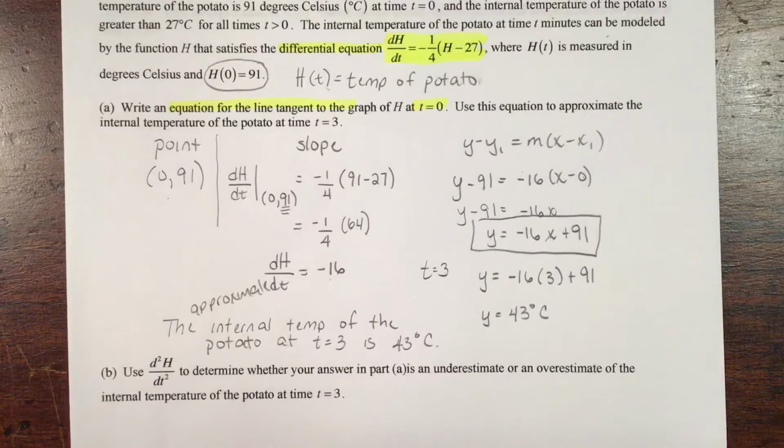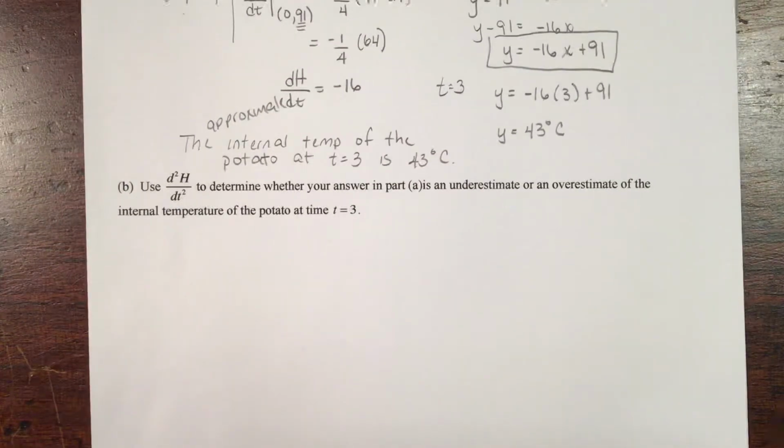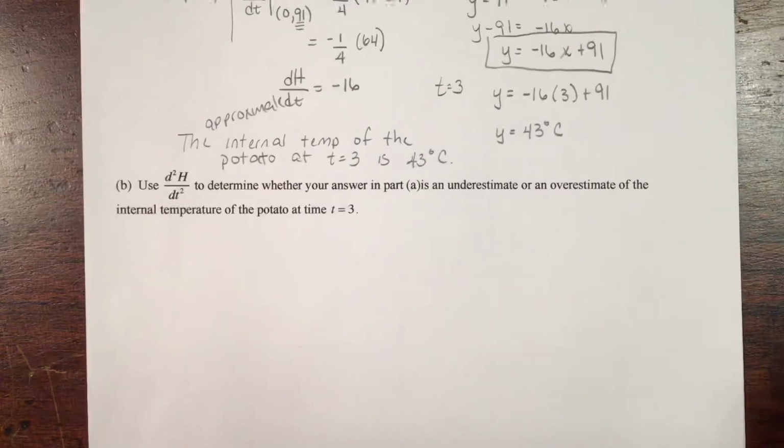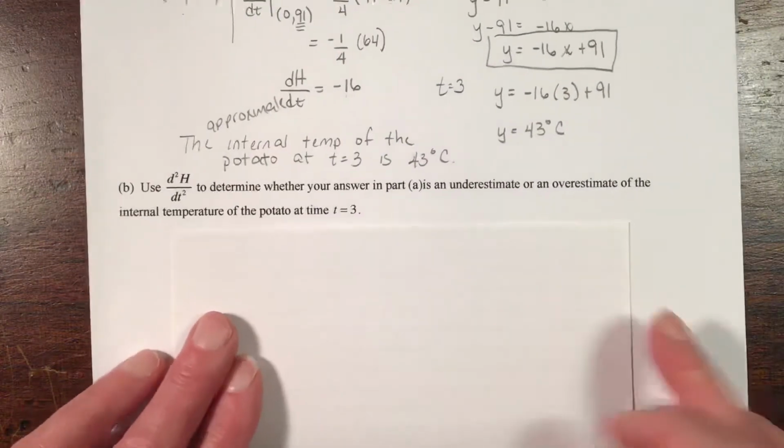Okay, so moving on to the next part of the question. Use d squared h over dt squared to determine whether your answer in part A is an underestimate or an overestimate of the internal temperature of the potato at time t equals 3. So now here we have to think about how we're going to deal with this. What is d squared h over dt squared? What does that represent to us, or how is that going to help us?